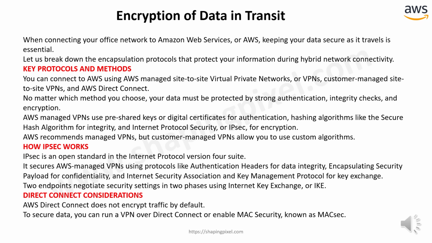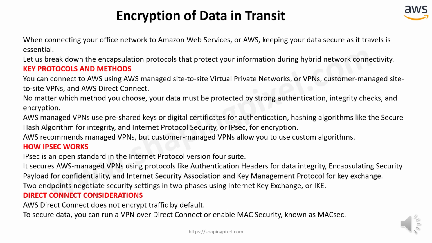AWS-managed VPNs use pre-shared keys or digital certificates for authentication, hashing algorithms like the Secure Hash algorithm for integrity, and Internet Protocol Security, or IPsec, for encryption. AWS recommends managed VPNs, but customer-managed VPNs allow you to use custom algorithms.